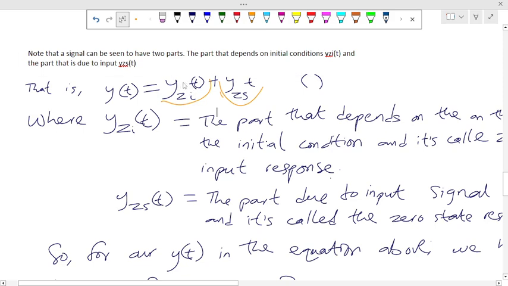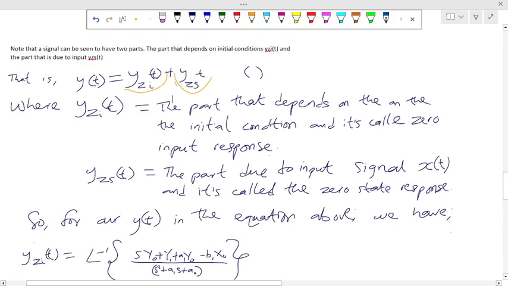Now most of the times the initial conditions are zero. In fact, when taking Laplace transform, most times we assume initial conditions to be zero, so y(0) = 0. So just bear in mind the two parts that make up y(t).